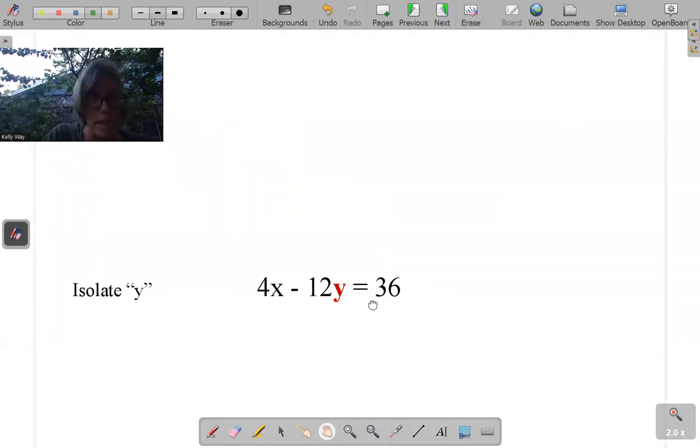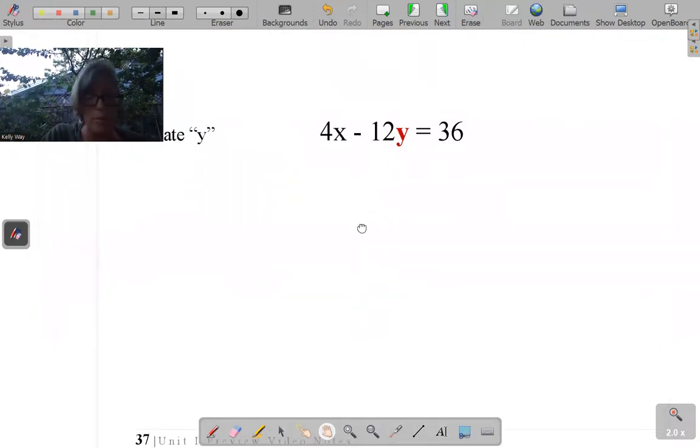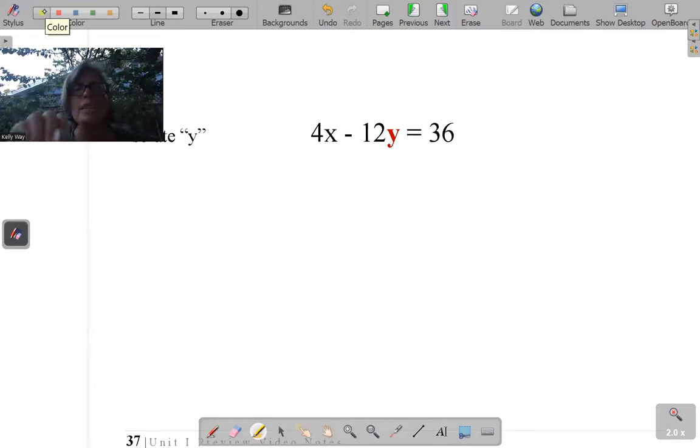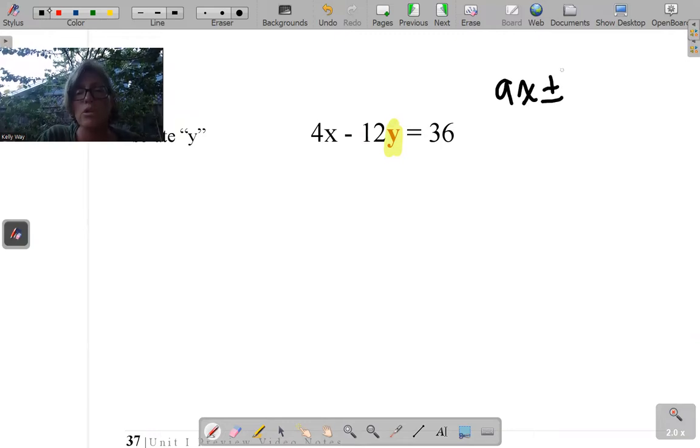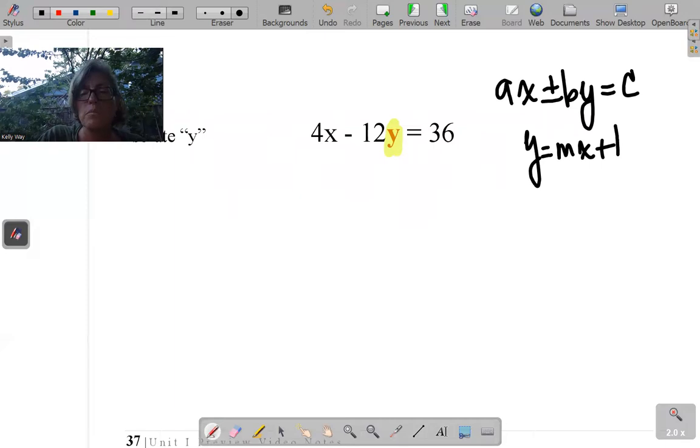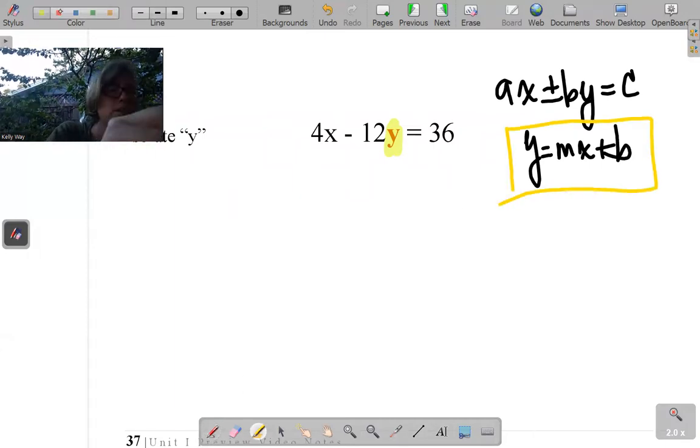Now we're going to do isolating a variable when there's 2. So this time we're not going to get a singular numerical answer. Our goal is to isolate the variable y. This is a precursor to graphing lines. This is the standard form equation of a line, which is ax ± by equals C. And we're going to change it into y equals mx plus b. That should ring a bell to you. In other words, we're going to isolate the y by itself.